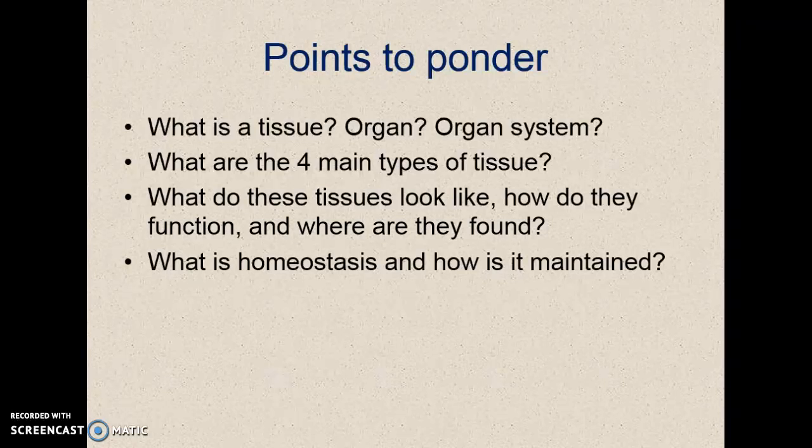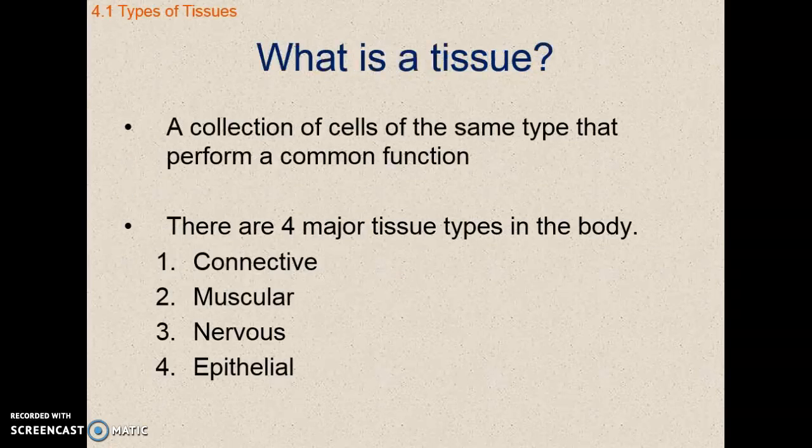There are 4 main types of tissues that we'll look at. All 4 of these are going to be at a variety of composition in terms of what organ we're looking at, what system we're looking at. All right, really, what do these tissues look like? How do they function? Where are they found within the body? And then a major point within this course is going to be what is homeostasis and how is it maintained?